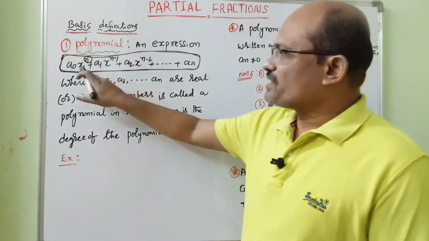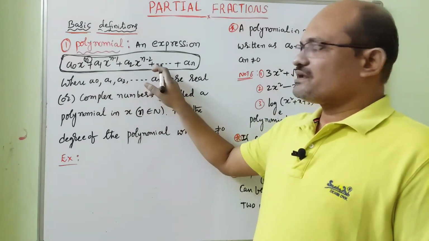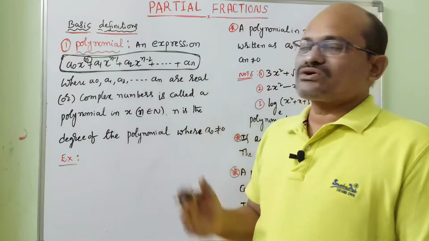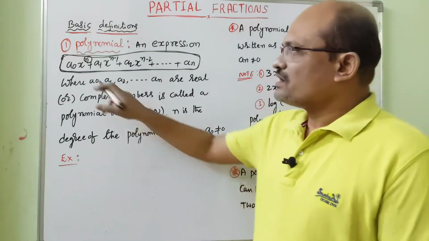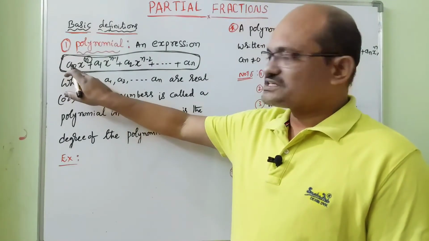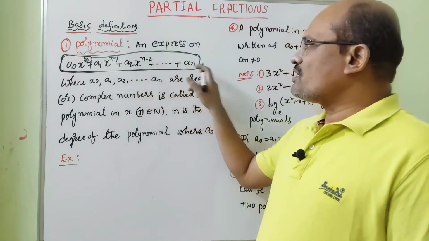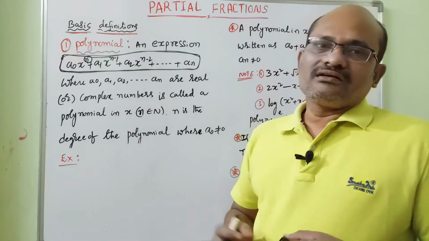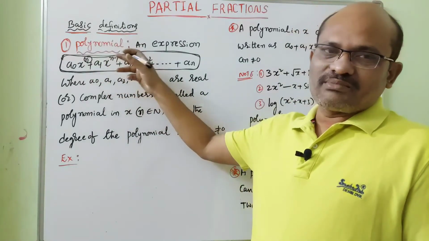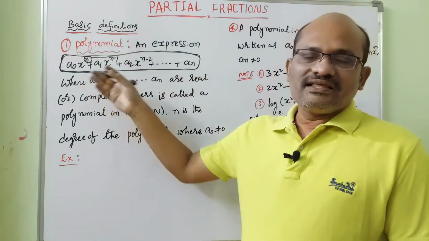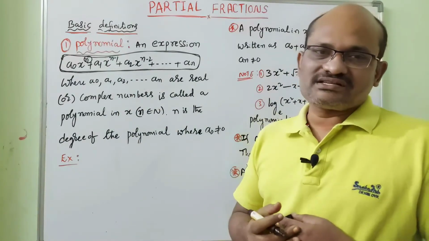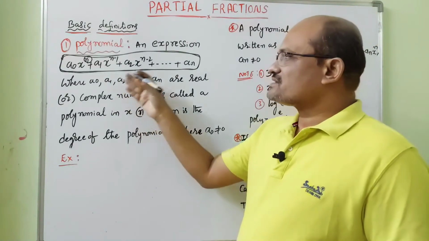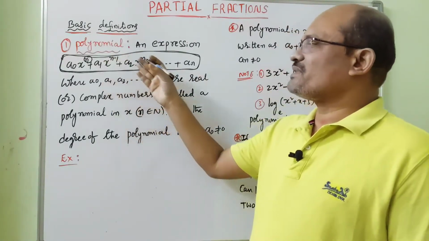Students, all of you observe this expression. This expression is called a polynomial in x. Why? Because it is in terms of x. Next, observe the constants present in this expression: a0, a1, a2, so on an. These are coefficients of x power n, x power n minus 1, x power n minus 2, so on. These coefficients may be real or complex numbers. They are constants, simply coefficients.